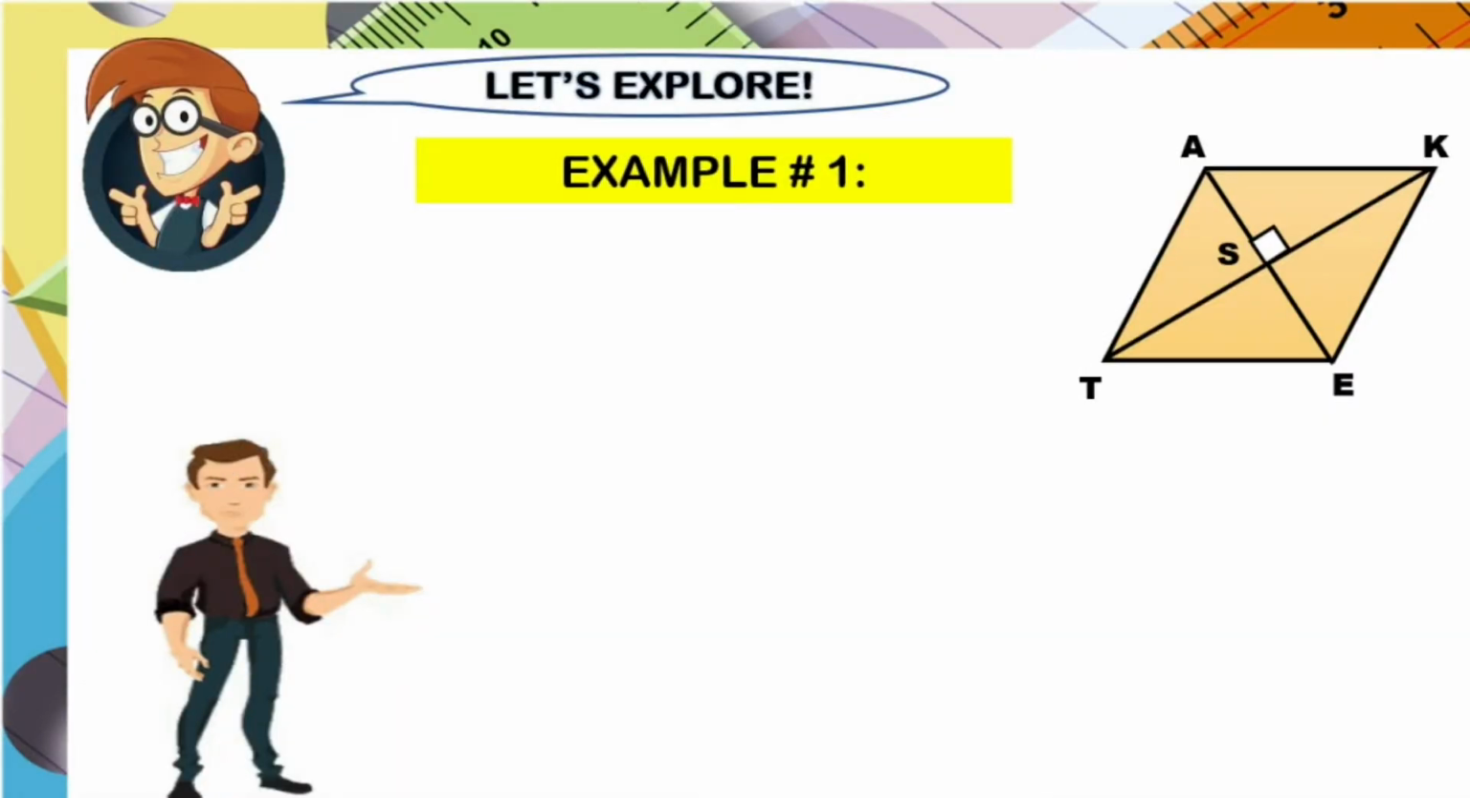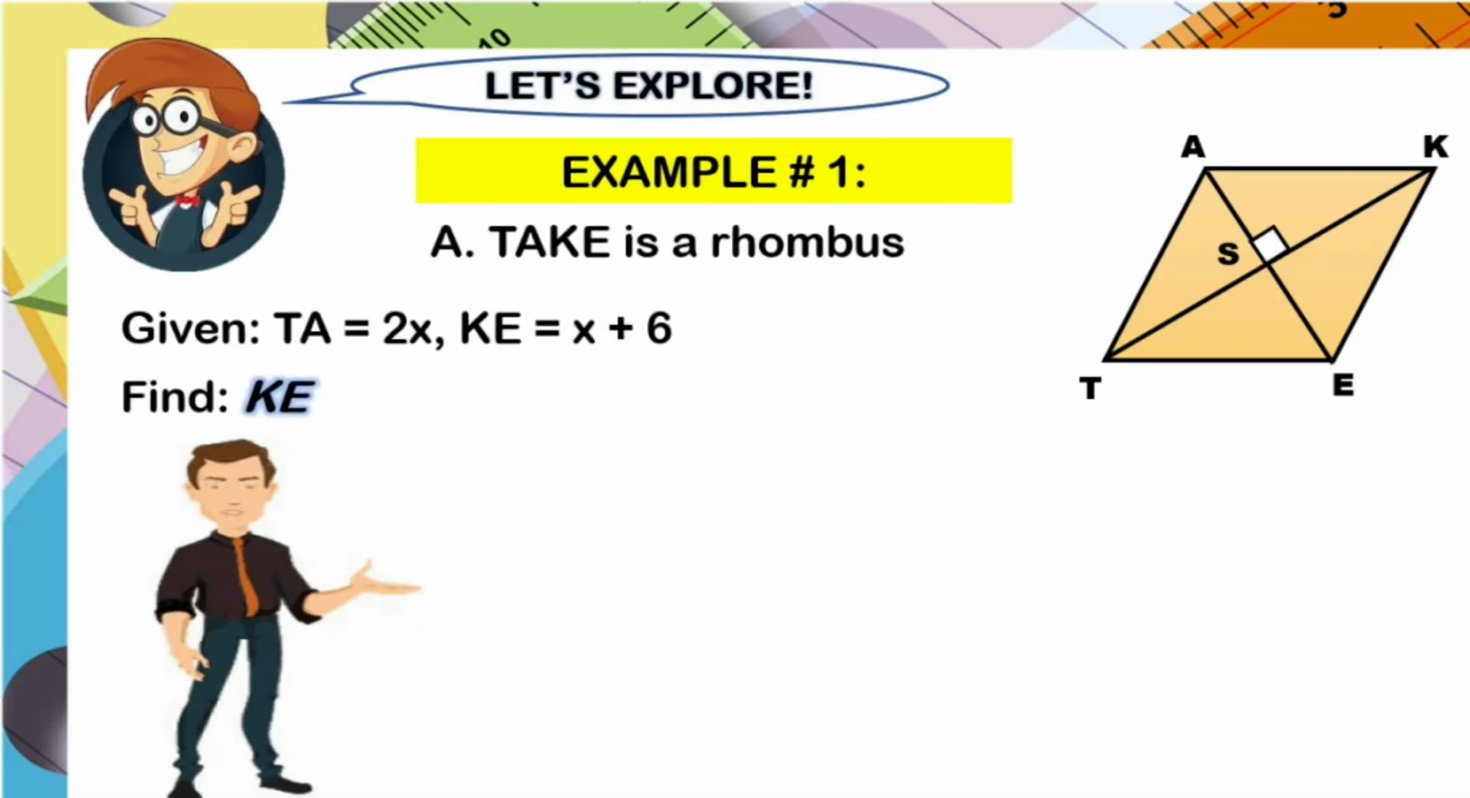Now that we have already recalled the properties of rhombus and square, let us proceed to our first example. In the given figure, quadrilateral TKAE is a rhombus. Given segment TA is equal to 2x and segment KE is equal to x plus 6, find the measure of segment KE.